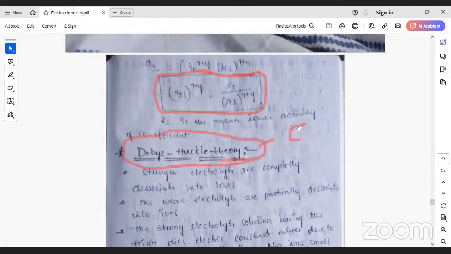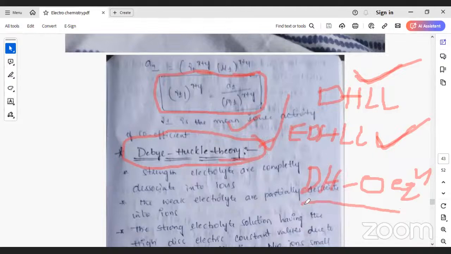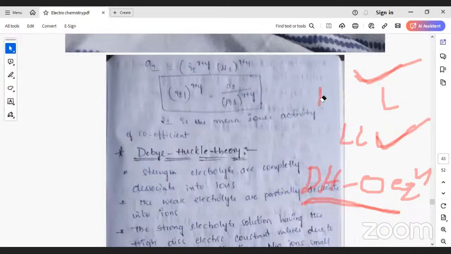Then further, the extended Debye-Huckel limiting law, and before that, the Debye-Huckel limiting law, meaning what are the limitations of Debye-Huckel theory. So the left topics in this block are the Debye-Huckel theory, the Debye-Huckel limiting law, the extended Debye-Huckel limiting law, and the Debye-Huckel-Onsager equation. We'll cover all these four topics in the next class, and after that we'll enter into the next new block.